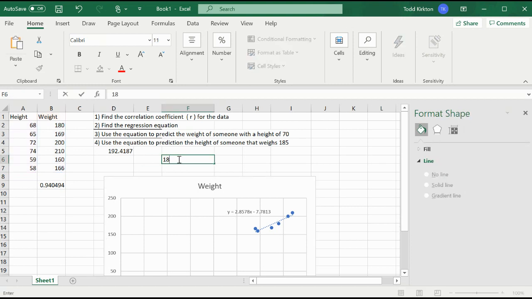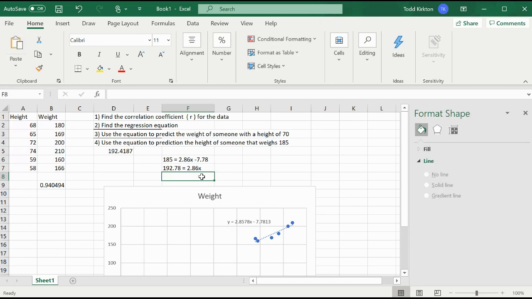So the weight, 185, equals 2.86x minus 7.78. So to solve that equation, I'm going to add 7.78 to both sides. So I get 192.78 equals 2.86x. And then I divide. Notice I'm just typing right now. I'm not using formulas. So my last answer, though, 192.78 divided by 2.86. So I'm going to use the computer to do that.